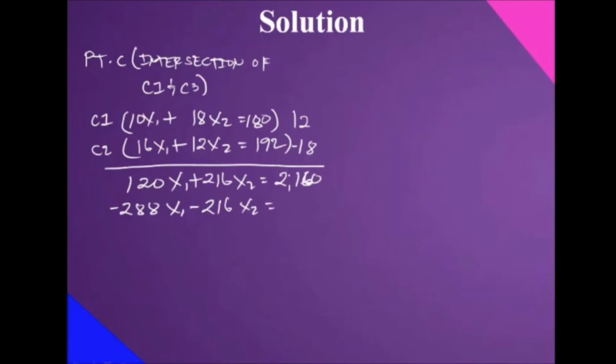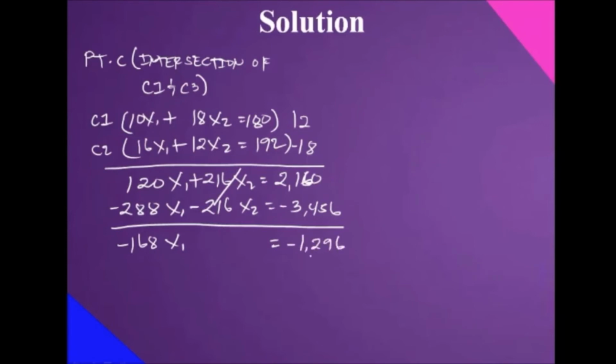Multiply natin sa negative 18. This is negative 3,456. So, cancel ito, then i-add natin. 120 plus negative 288, mas malaki yung negative, therefore this will be negative 168 x sub 1 equals, same dito ng case, positive 2,160 plus negative 3,456, this will give us negative 1,296 na answer.